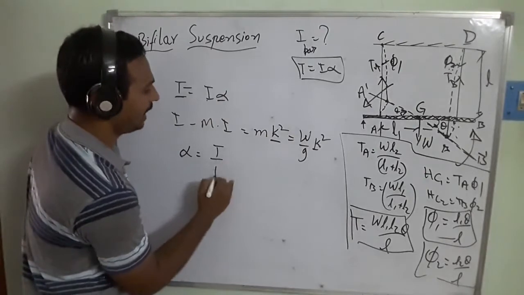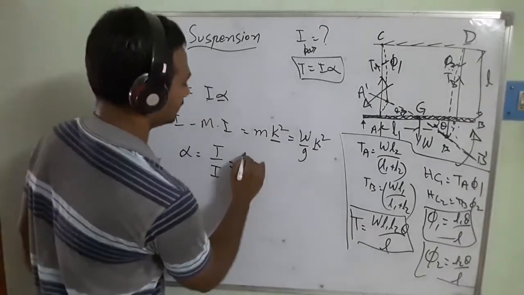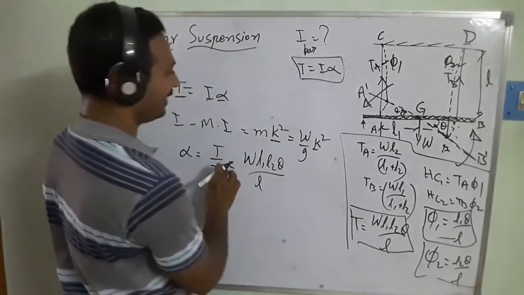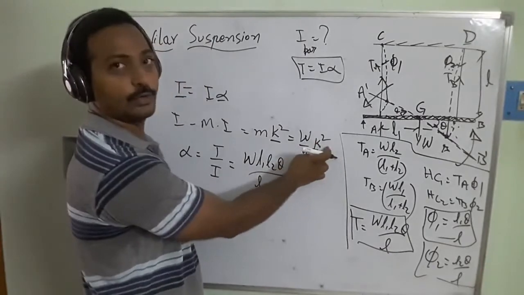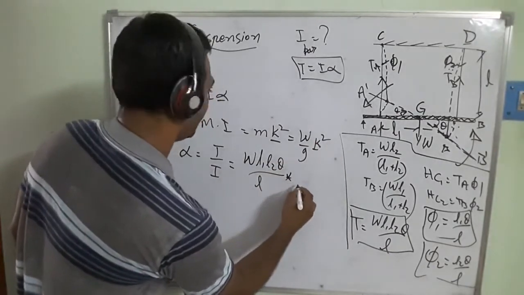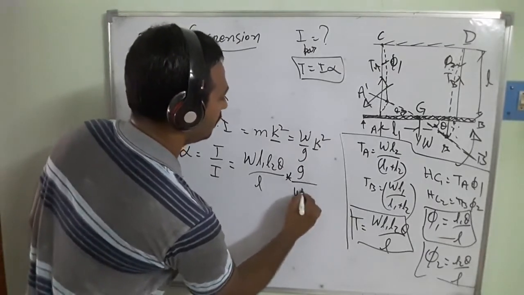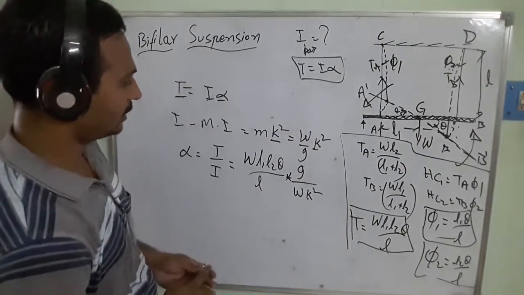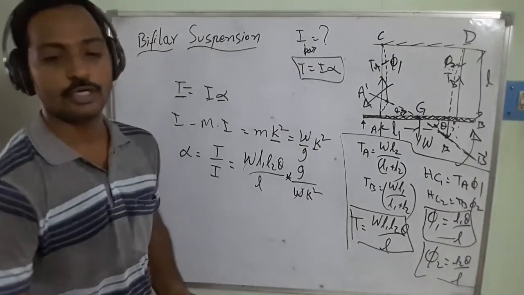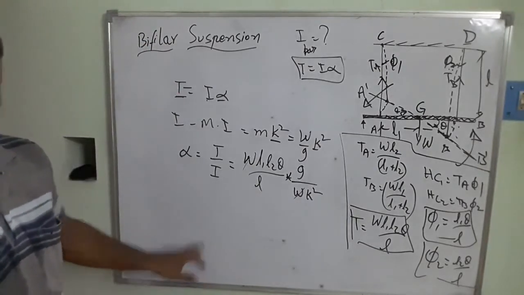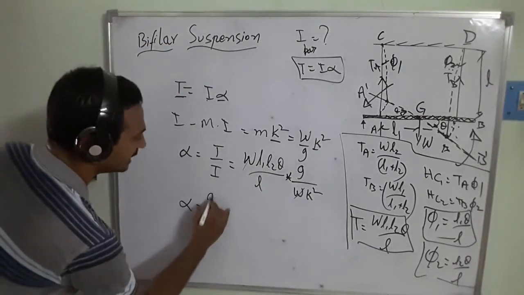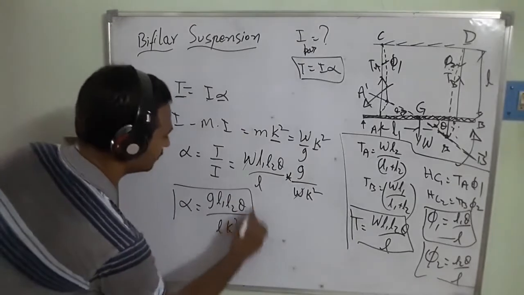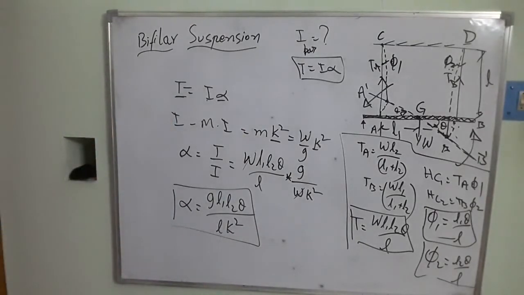Alpha is going to be T by I. What is the T here? That's W L1 L2 theta by L, which we got. What is the I value? That's W by G into k square. Simplifying, G goes to the top and we get W into k square, so W is cancelled out. From this equation we get alpha equal to G L1 L2 theta by L k square. This is the angular acceleration of that component.